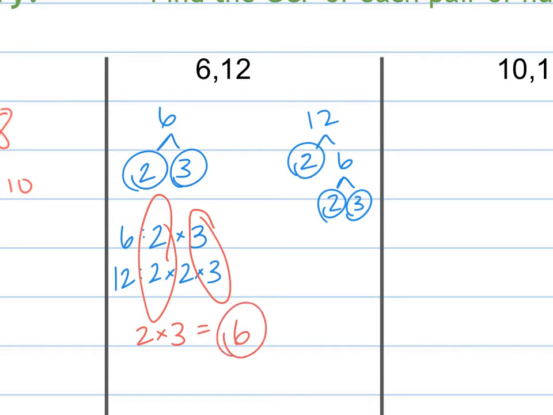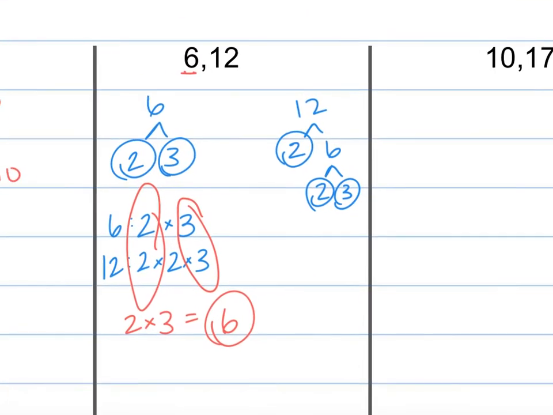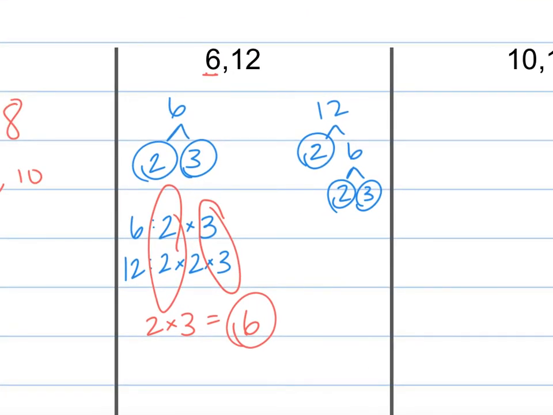So my greatest common factor is 6, which, if you notice, was one of the numbers that we used. It is possible that your greatest common factor is one of the numbers that you are looking at. So just don't be thrown off by that part. But that's the factor tree method. If you did the factor tree and they didn't have anything in common down here, then the greatest common factor would just be 1.